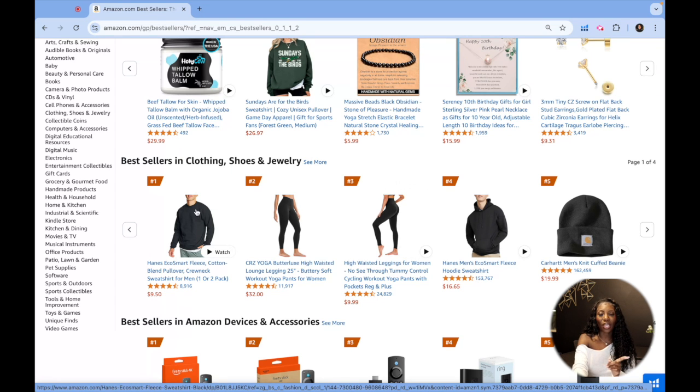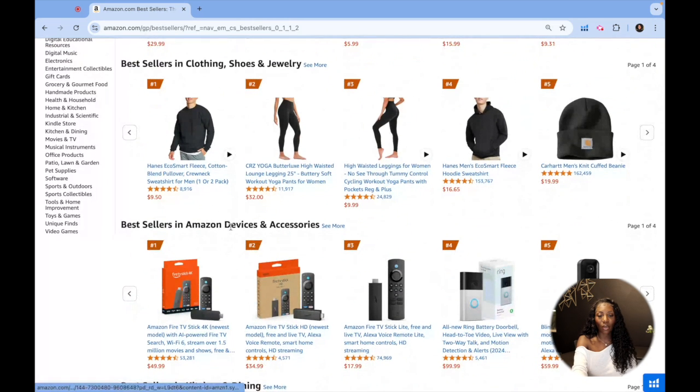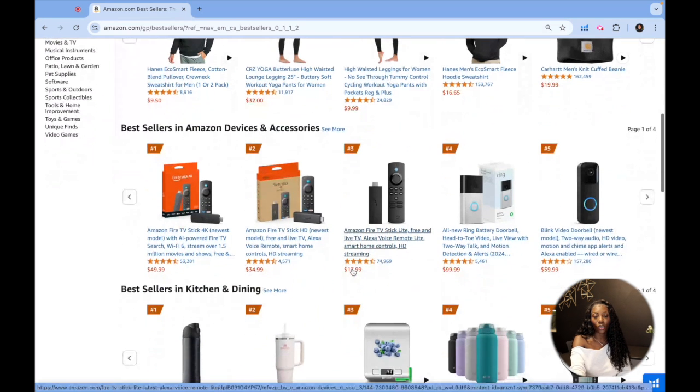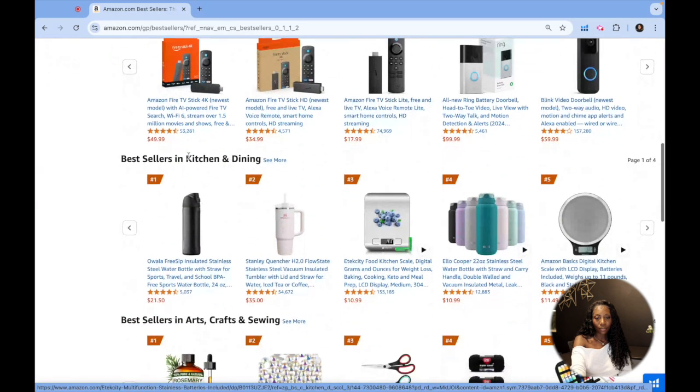On top of going up against some of these bigger brands like Hanes, who wants to compete with Hanes, right? You want to sell something where you have more opportunity. So let's skip over that. We're going to skip over Amazon devices and accessories because Amazon owns them, and that's not a category that we really need to look into. In fact, they probably just put it here because they want to sell more of their own products, right? So we're going to skip over that.